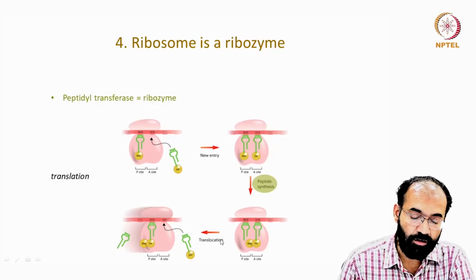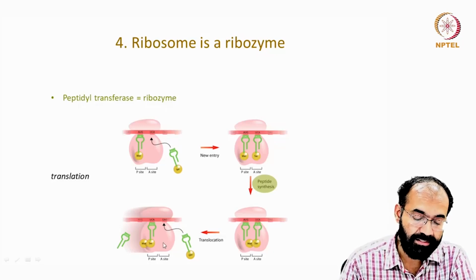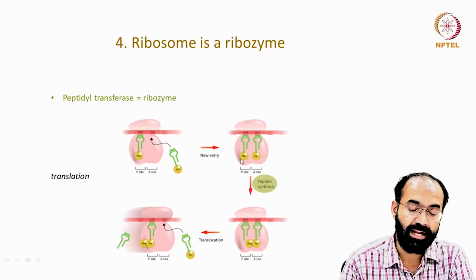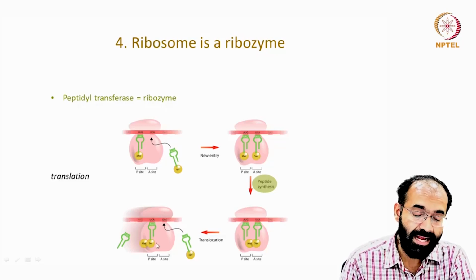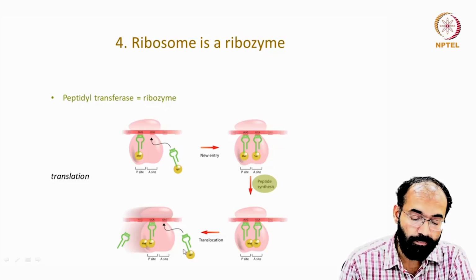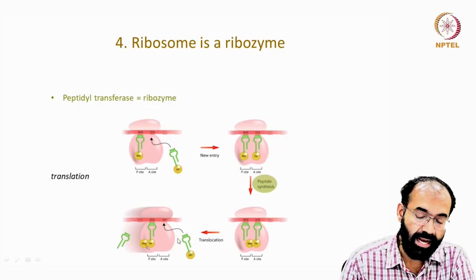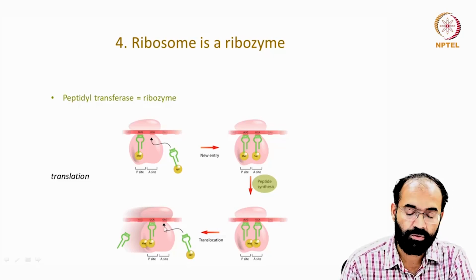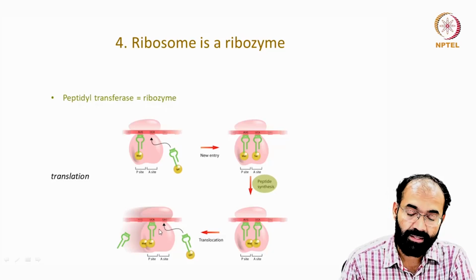Then what happens? There will be translocation. That means this methionine is now jumping onto the serine by peptide bond formation, and the methionine containing transfer RNA is now expelled out, and now it is present in the P site. Now it is ready for another amino acid containing tRNA to enter into the A site. So what happened? Peptide bond is formed, and then also it caused a jumping.